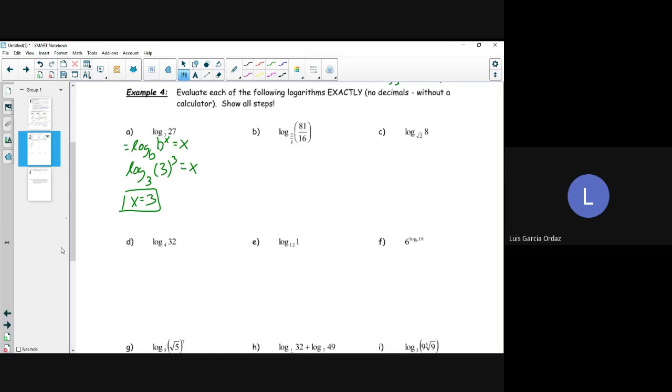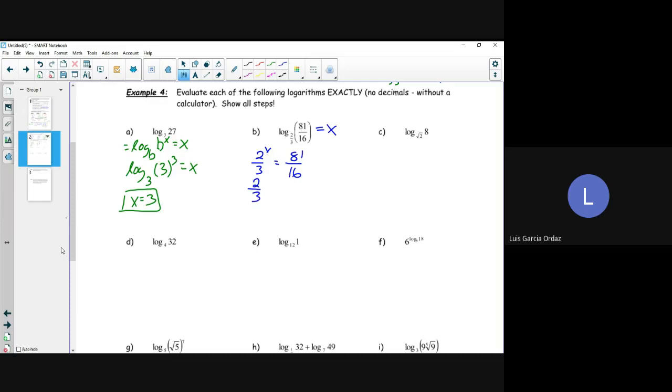So the next example we have is log base 2 over 3 of 81 over 16 is equal to x. So we can do it the normal way, where we do 2 over 3 to the x is equal to 81 over 16. So now we need to determine how we can get 81 over 16 to the same base of 2 over 3. But we can't right now, so we can only get it to the base of 3 over 2.